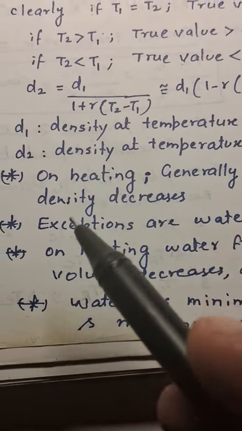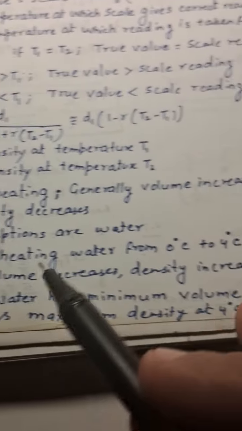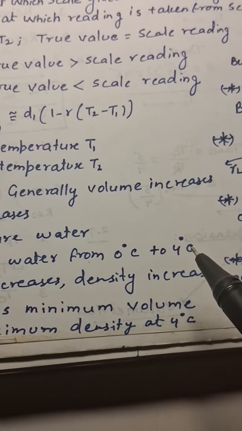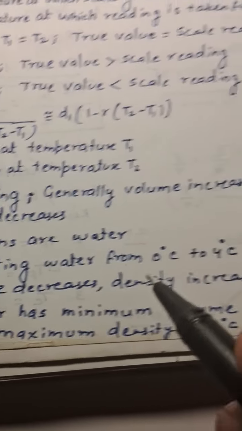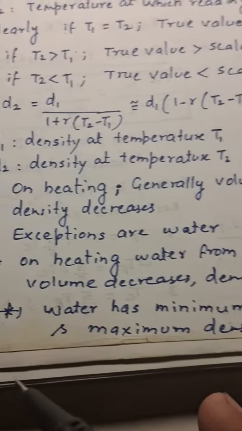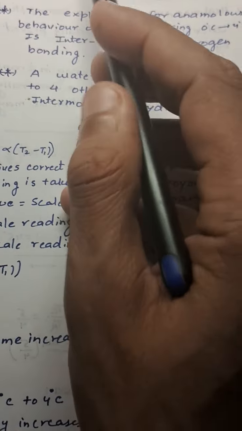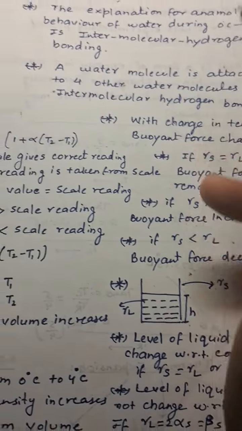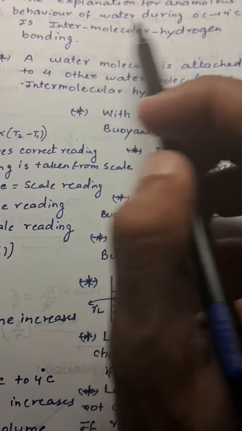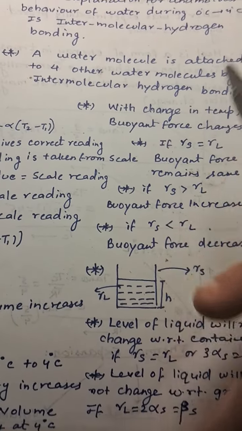Exceptions are water, and the exception with water is that on heating water from 0 to 4 degrees, its volume decreases and hence density increases. So water has minimum volume and maximum density at 4 degrees centigrade. If we analyze the volume-temperature graph of water, it's like this, and the density-temperature graph is like this. The explanation for this is intermolecular hydrogen bonding.